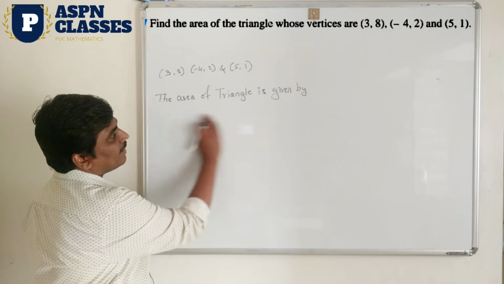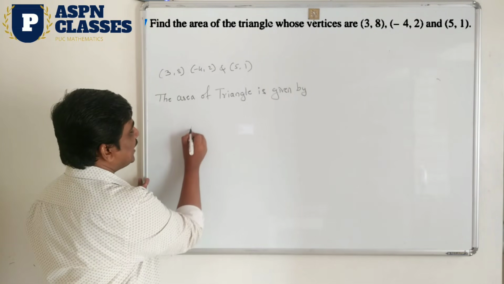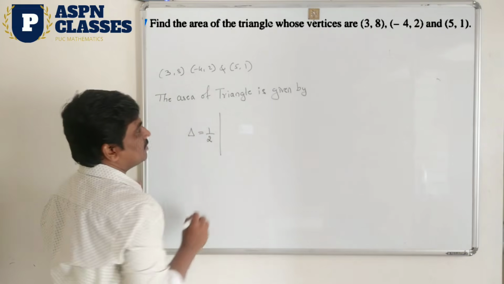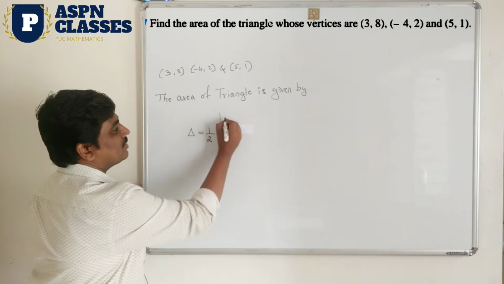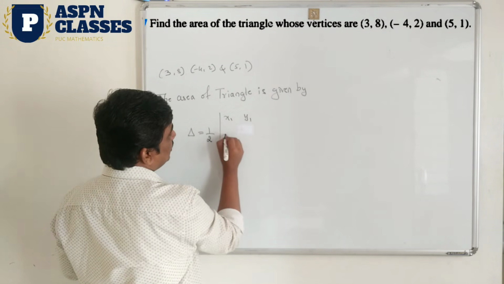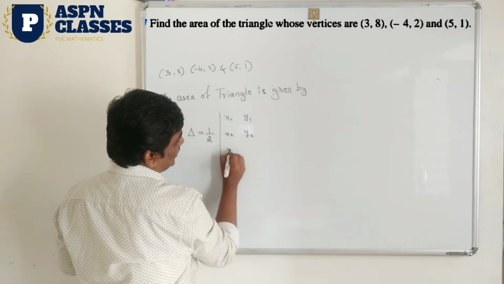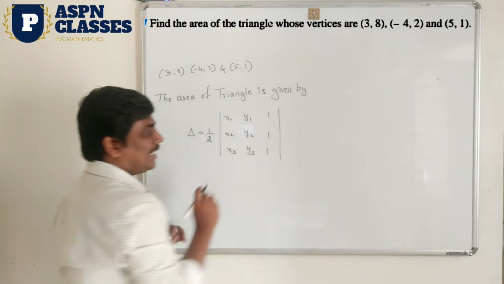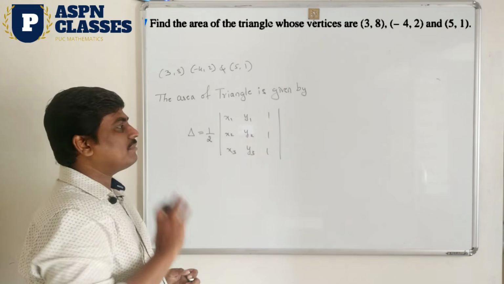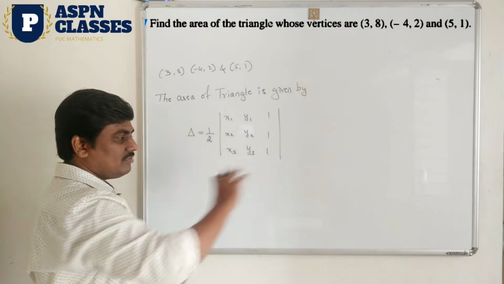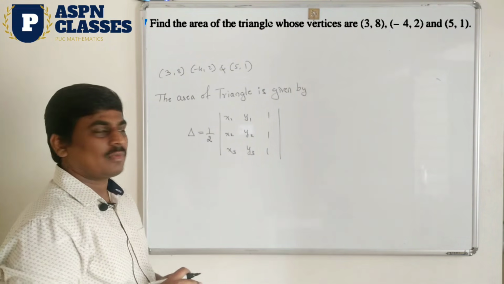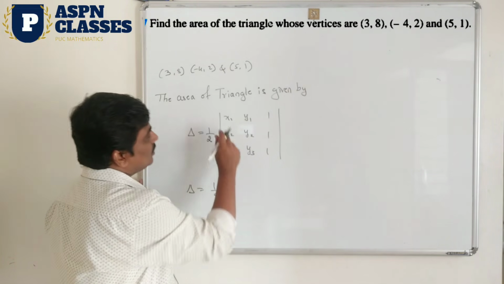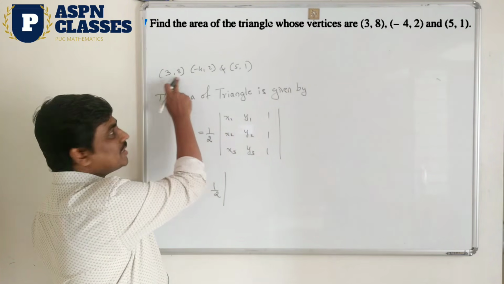Now the area of the triangle is given by delta is equal to 1/2 into bracket. First you write the formula, x1 y1, x2 y2, x3 y3, 1 1 1. If you write the formula you get 1 mark, and for the next simplification you get 1 more mark. Now simplify this 1/2 into bracket. What is x1 here? This is your x1, 3 and 8.